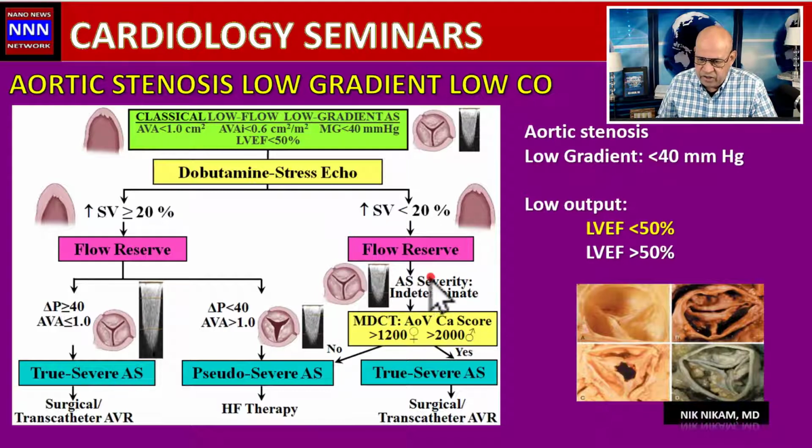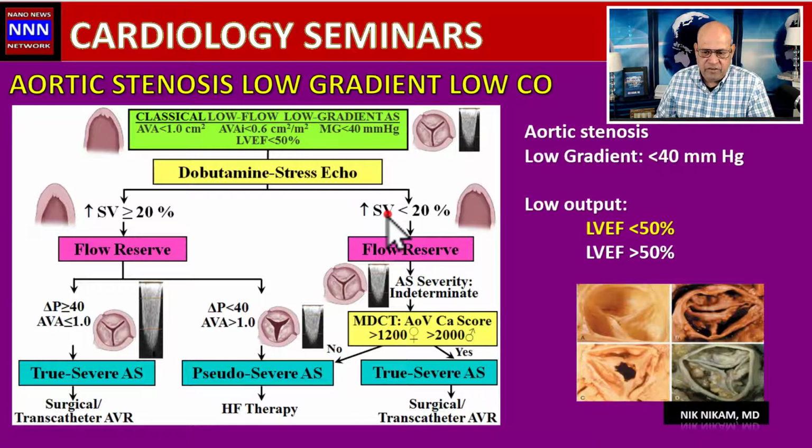if the aortic stenosis severity is intermediate based upon the echocardiography and structural evaluation, the second parameter that we can use is the calcium score of the aortic valve region. If it's less than 1200, we are dealing with pseudo-severe aortic stenosis. But if the calcium score is greater than 2000 in the aortic valve region, then we are dealing with true severe aortic stenosis, and these patients may benefit from surgical or transcatheter aortic valve replacement.